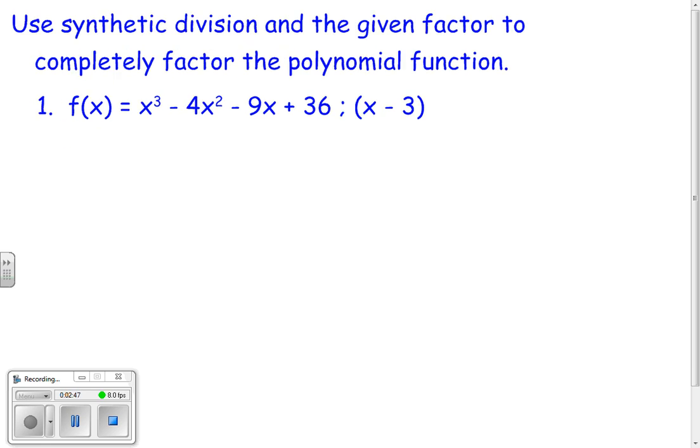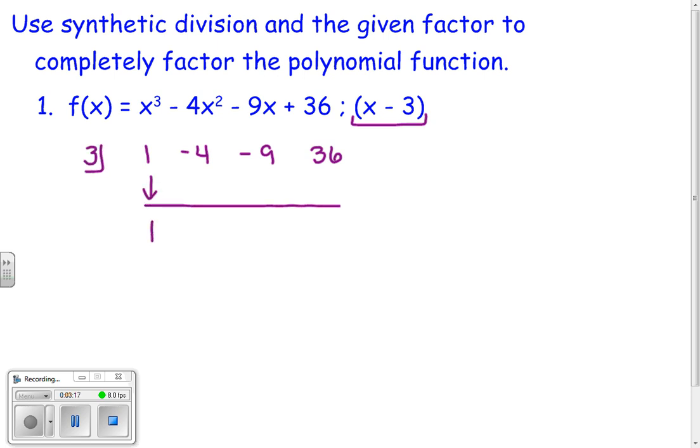Take a look at the directions for the next set. They've changed a lot. Now it's saying use synthetic division and the given factor to completely factor. So what they're telling me is, using that polynomial, this factor right here is a factor for sure, which means my remainder has to be 0. Still double check this polynomial is in standard form with everybody there. So my coefficients are 1, negative 4, negative 9, and 36. I'm going to put a positive 3 in the half box.